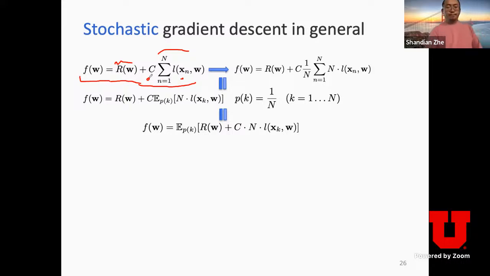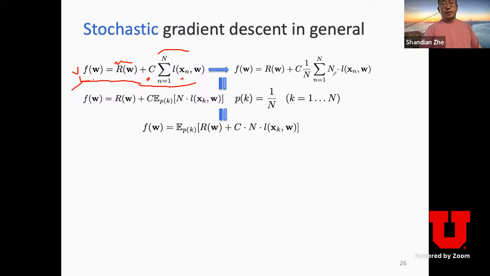So if we have a very large N, like 1 billion or even 1 trillion, calculating one gradient of this f of w will be very costly because you have to go through this big summation. How can we simplify this? We're going to rearrange the form of f of w in this way.